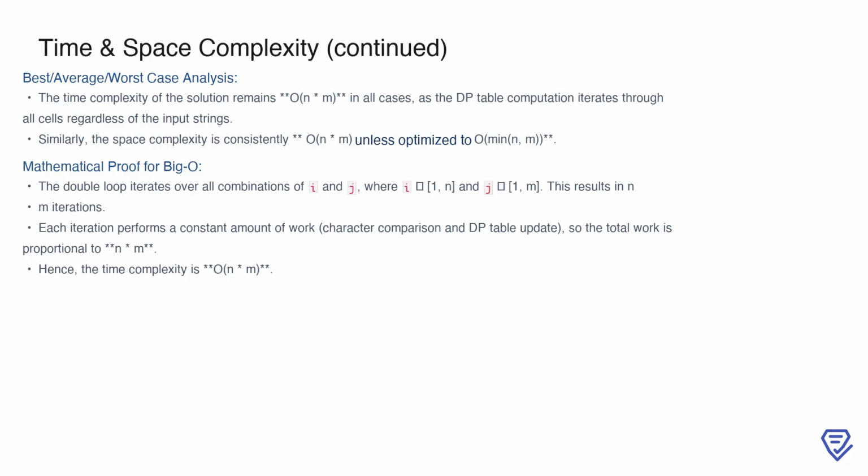Similarly, the space complexity is O(n*m) when using the full DP table, but it can be optimized to O(min(n, m)), as discussed earlier.